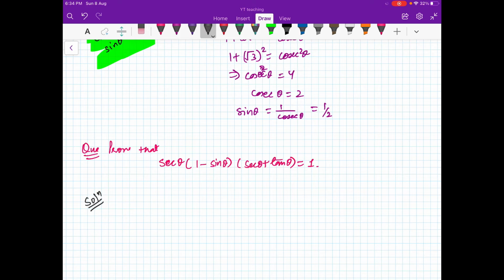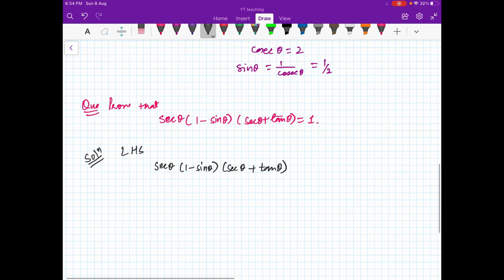So you can always start by left hand side. So you have secant theta into 1 minus sine theta into secant theta plus tan theta. So what I am doing is, I will just write everything in terms of sine and cos, right? So this secant theta is 1 by cos theta. This 1 minus sine theta is as such. Then this secant theta is 1 by cos theta plus this tan theta is sine theta by cos theta, right?